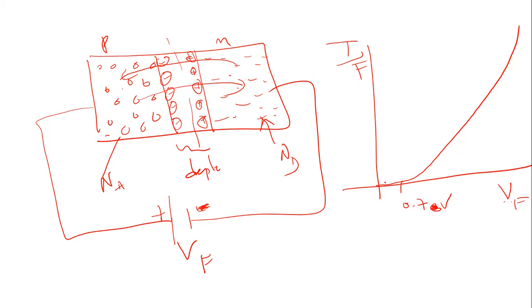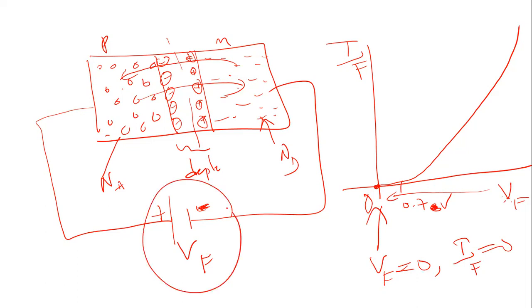If you reduce your forward voltage to 0, here your forward voltage is 0, then the current is also 0. This is the usual IV characteristics. If you are not applying any external forward biasing voltage, that is VF is 0, your forward current is also 0. So the usual IV characteristics of a PN junction is like this.